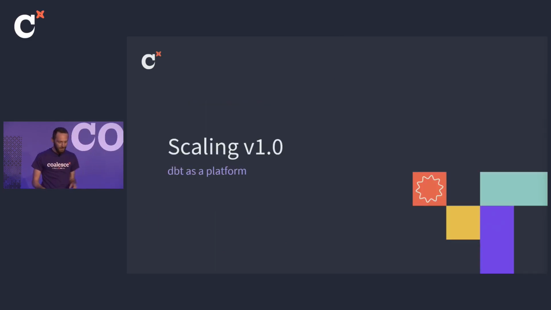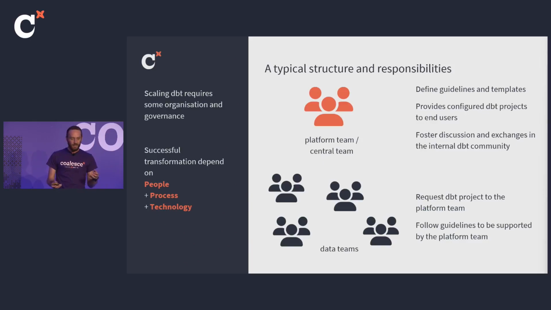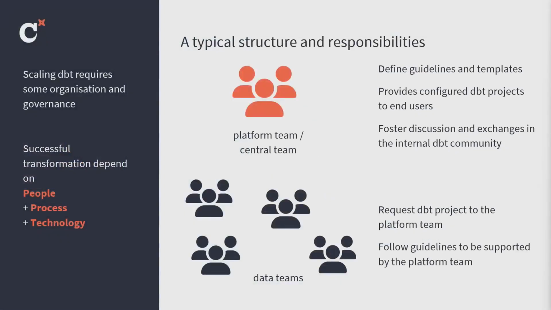So let's start again. This time, we'll talk about scaling 1.0, taking the principle of dbt as a platform. For a successful adoption of new ways of working, or for a transformation in the company, we usually look at things from 3 different angles: the people side of things, the process side of things, and the technology side of things.